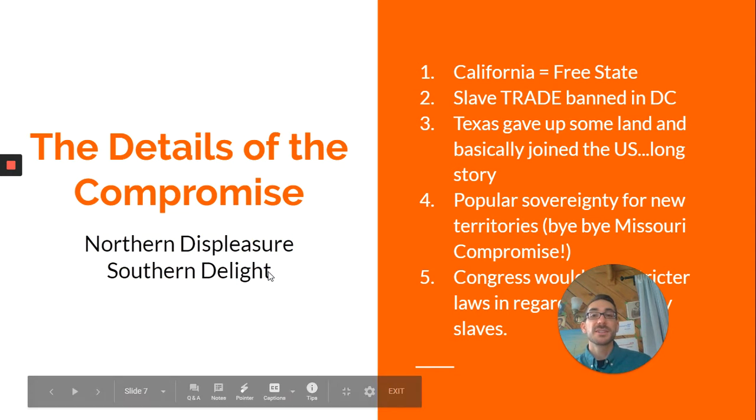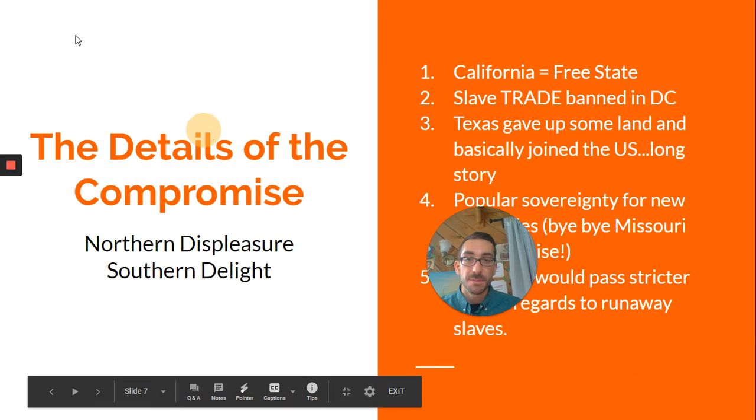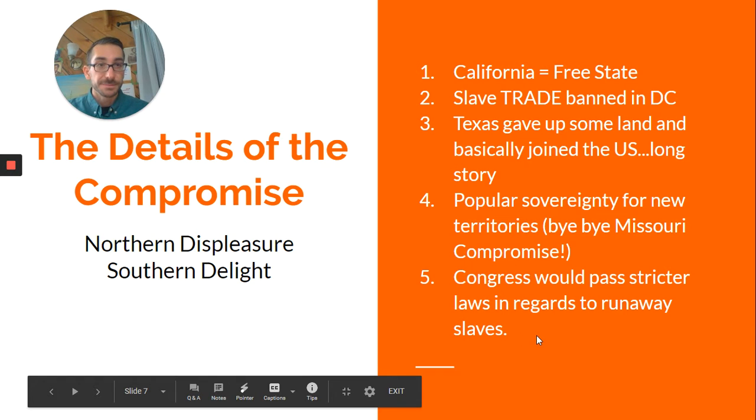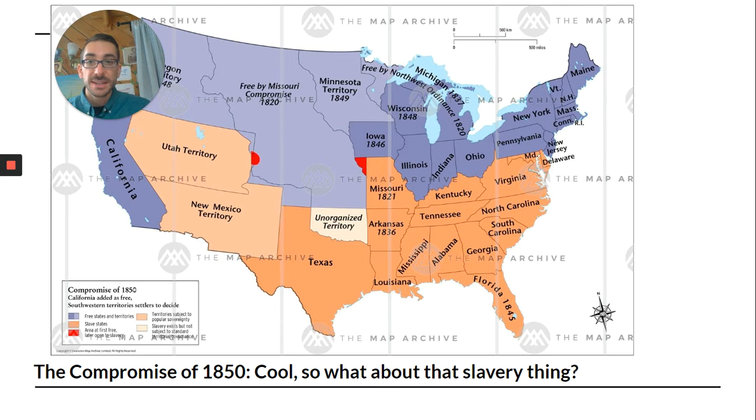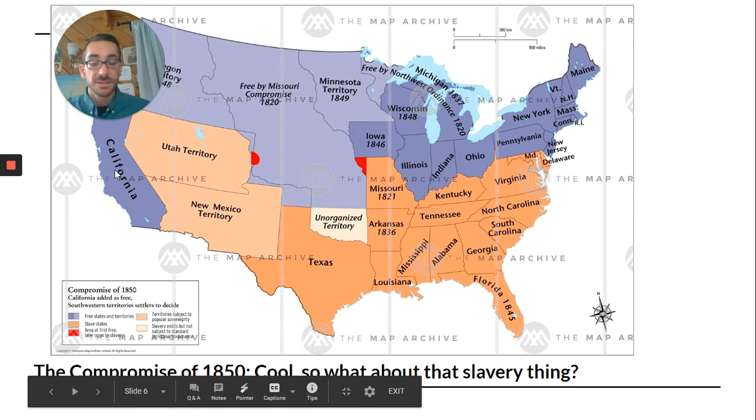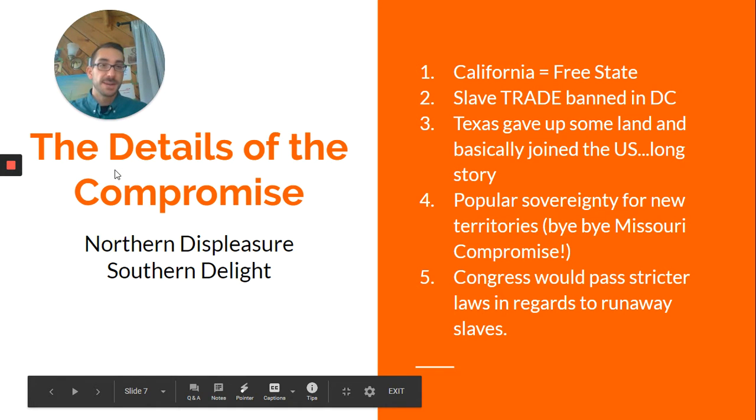So, let's look at the details of the Missouri Compromise. Let me move my head again. All right. So, the details of the Compromise of 1850 had 5 main things. 1, California was a free state. Look, there it is. It's blue, it's free. Yay. Awesome. North is happy.